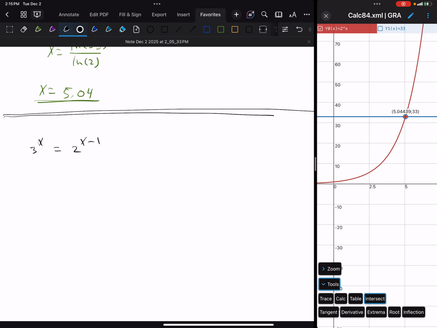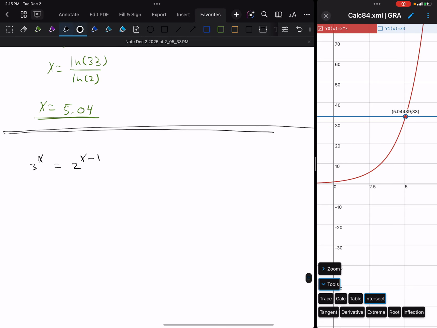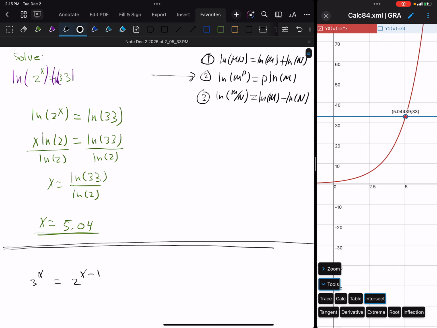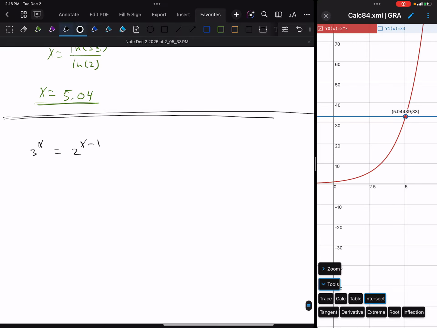Well, I have the same problem. My variable's in my exponent. I don't have access to my variable. I need my variable down out of the exponent. I have the same tools and the same solution. That second property will allow me to pull my exponent down and turn it into a coefficient. But for that to work, this needs to be in the argument of a logarithm. And so I need to run both sides of this equation through a logarithm. So what I'll have is natural log of 3 to the x equals natural log of 2 to the x minus 1.